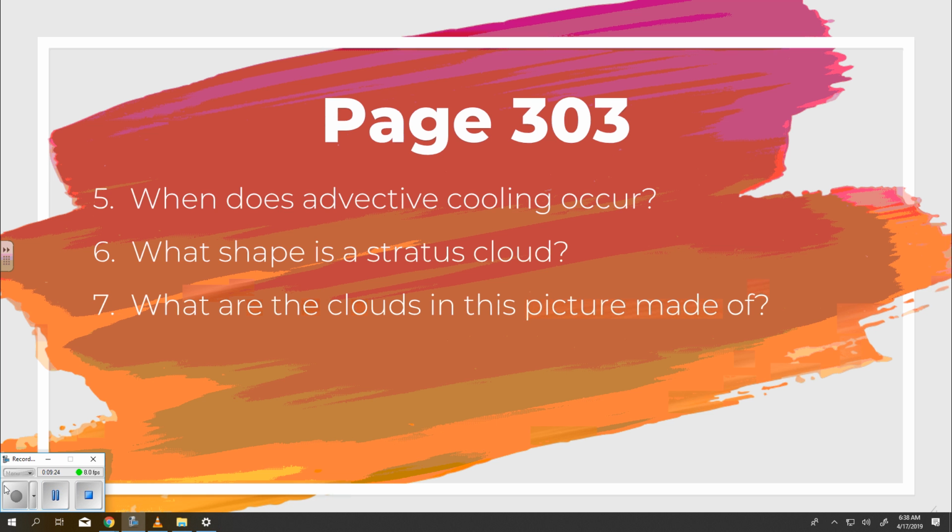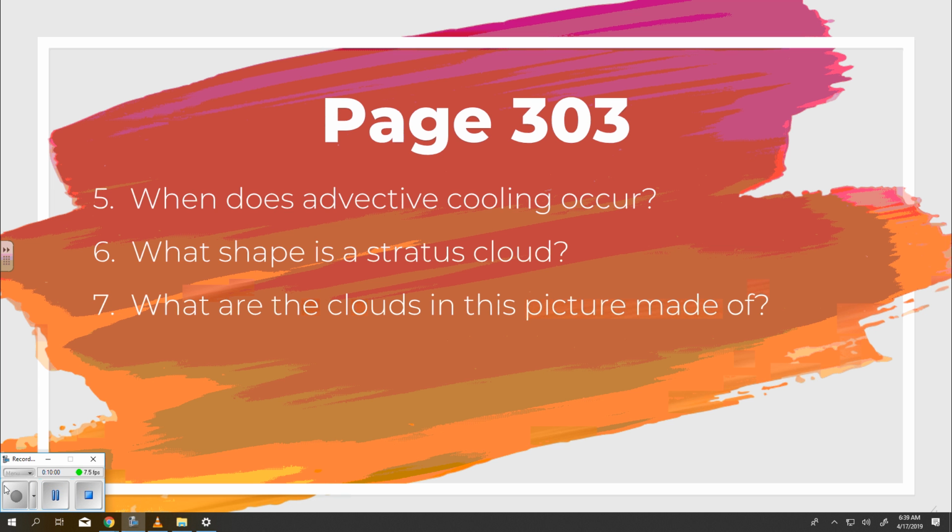Question 5. When does advective cooling occur? Answer. When a body of air moves over a cold surface which absorbs heat from the air.